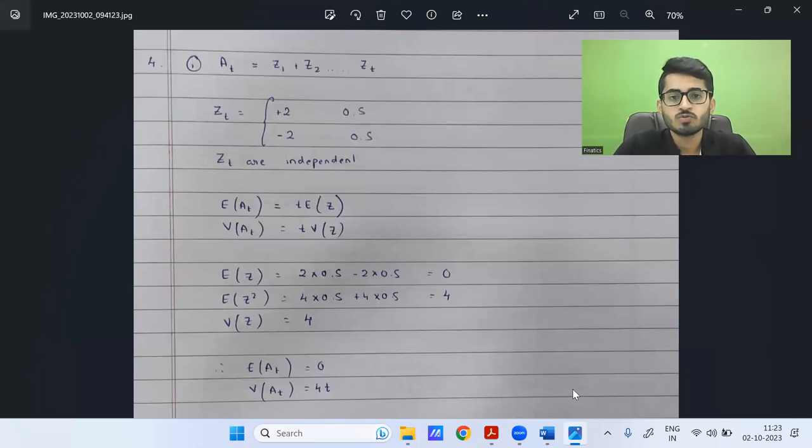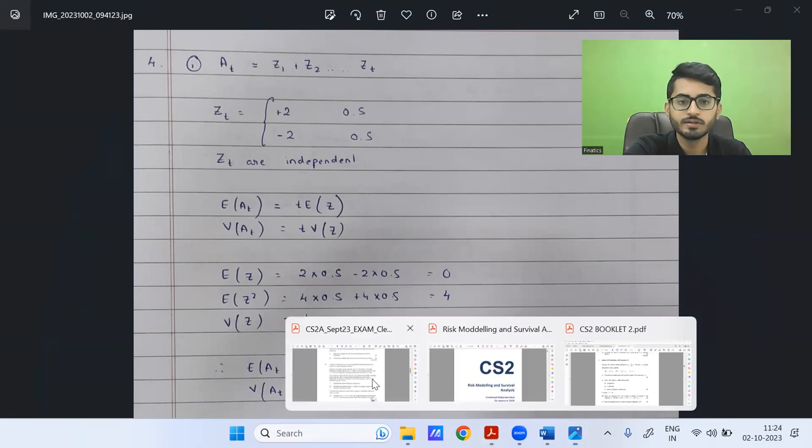AT is Z1 plus Z2, so on till ZT, where ZT takes the value either +2 or -2 with equal probabilities, and the ZTs are given to be independent. So expectation of AT will be expectation Z1 plus expectation Z2, so on, expectation ZT. There will be T terms over here, so T into expectation Z. That expectation comes out as zero. Since all Z are independent, variance of AT will be T into variance of Z. To calculate variance of Z, you find expectation of Z squared. So variance of Z comes as 4, and my variance of AT will be 4T. This was part one. Part two, you will see, is directly comparable to here.